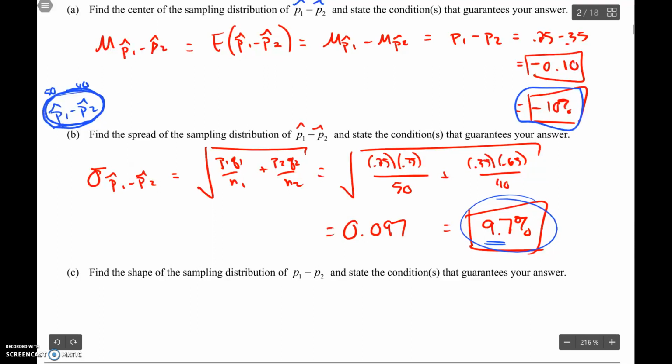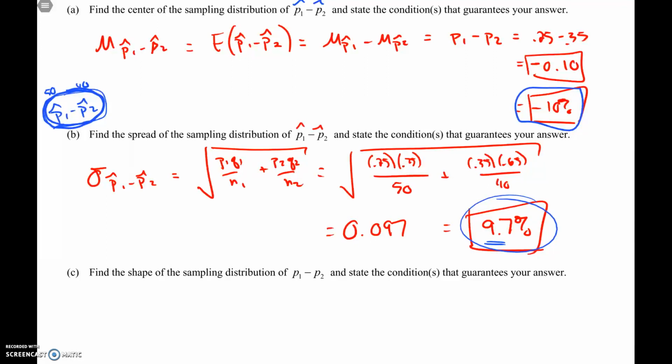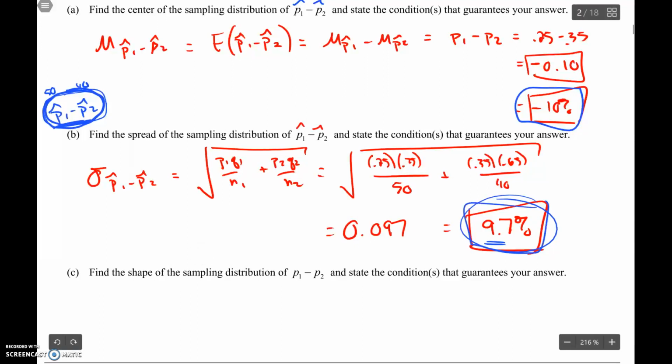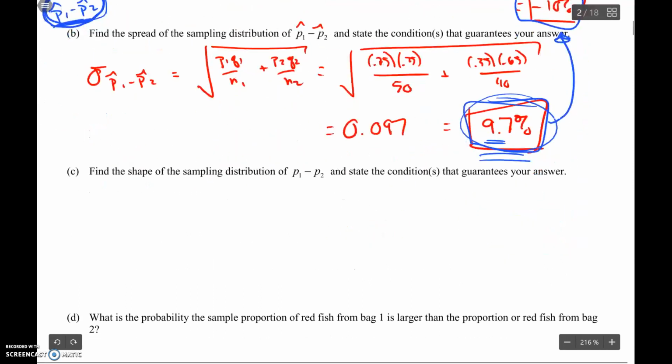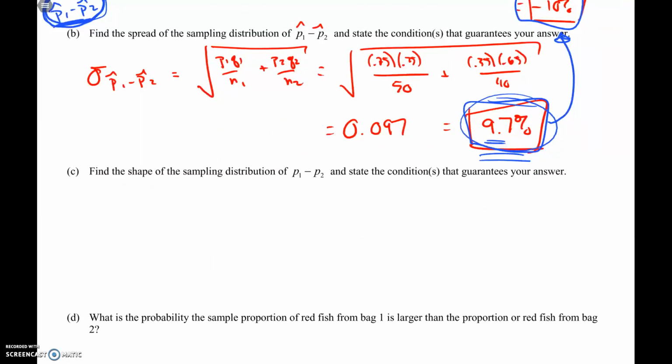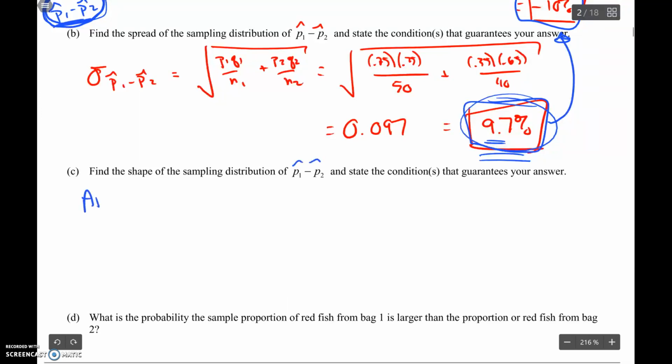So the true value is negative 10%. When I take my samples and calculate the difference in my sample proportions, these differences are typically going to be 9.7 percentage points away from that difference. This is the average error in our estimates. Find the shape of the sampling distribution of p hat 1 minus p hat 2. Well, it's approximately normal, I'm assuming.